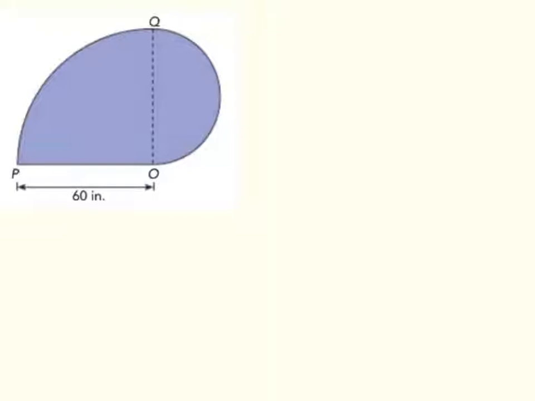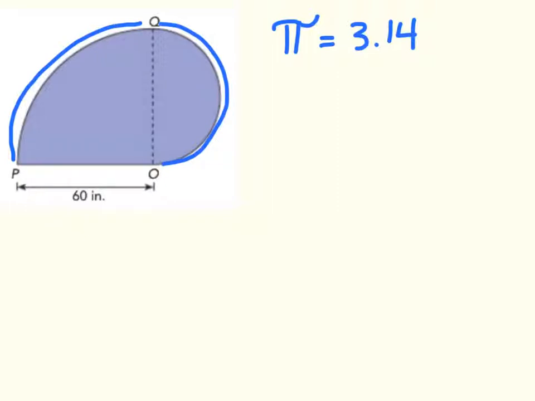Okay, friends, here's another fun one. The shape of a tabletop is made up of a semicircle and a quadrant. Find the distance around the tabletop. Use 3.14 as your approximation for pi. Okay, we need to solve for this length, and for this length, and we have all the information that we need to do it.